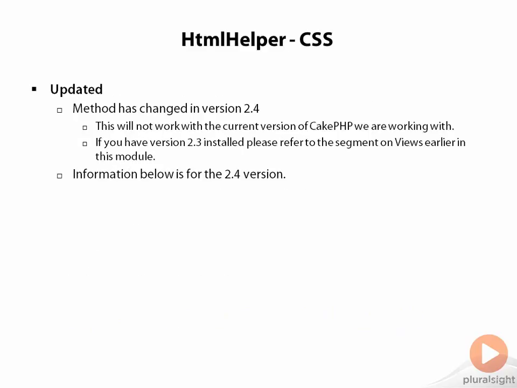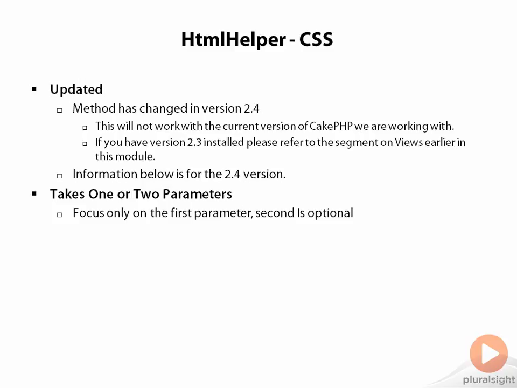The HTML helper CSS method has been updated in the 2.4 version, which is the current version that you can retrieve at the time of this recording. This particular method will not work with the current PHP version that we are working with. We are currently working with the 2.3 version. If you have the 2.3 version installed, please refer to the segment on views earlier in this module on how to call the CSS method in the HTML helper class. The information below will be for the 2.4 version.